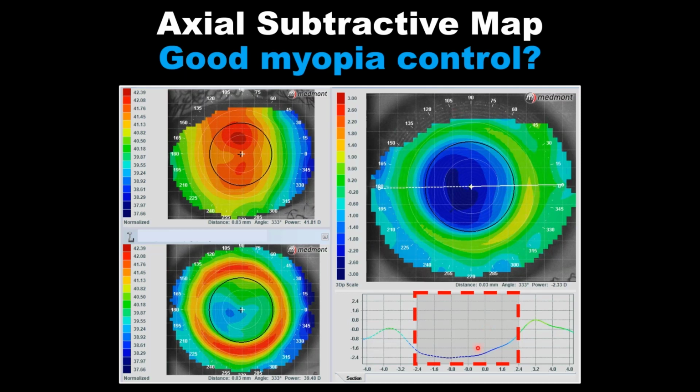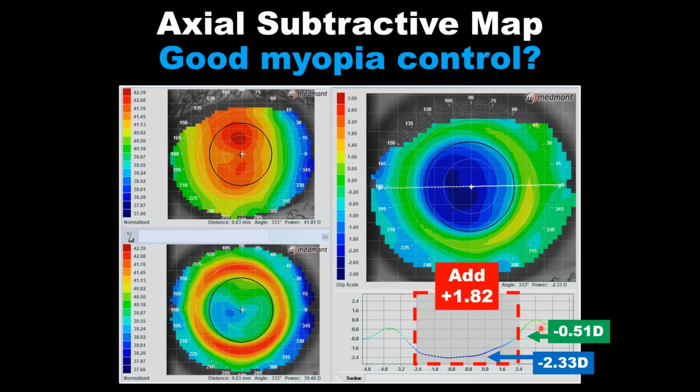And we can focus in on how we distribute power within the pupil. We have at least 2 studies now that show us the greater the spread of power within the pupil, the better the myopia control. And we might look at the most minus in the center, 2.33 diopters, and the least minus at the pupil border, about a half diopter, there's a distribution of 1.82 diopters of plus power.